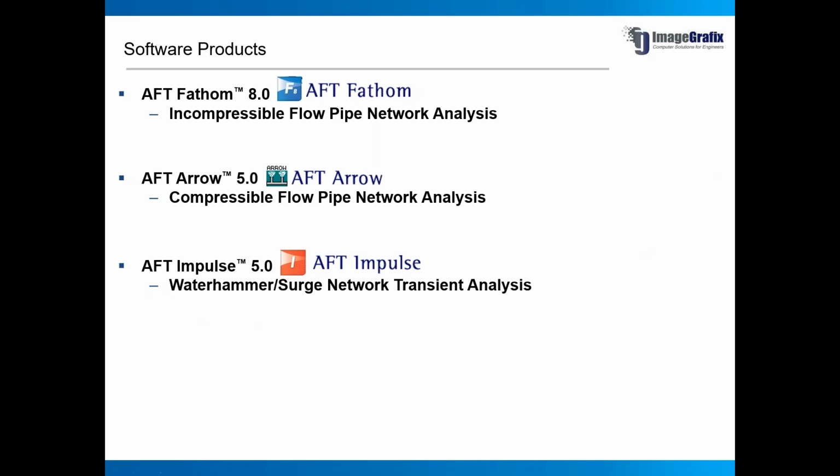AFT Arrow is typically used for compressible systems, typically steam distribution systems, tank farming systems, or any of the air distribution or compressible gas systems, etc. are calculated with AFT Arrow. We can do the compressor or blower sizing calculations, pressure drop calculations, Mach number calculations, etc.